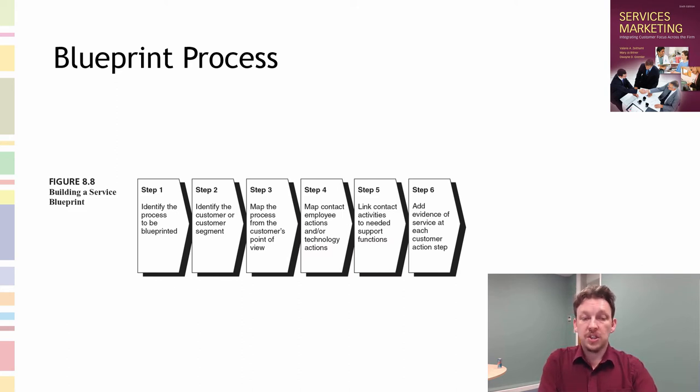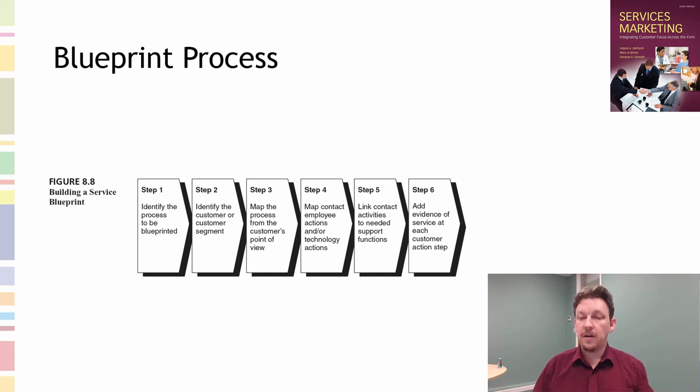Your third step, once you've mapped, is what does the customer see? Where does the customer interact? Step four is to look at where the contact with the employee is. How does the firm, how does the service, interact with the customer? So we've got the customer's interactions. What do we do then as employees? Or what's the technology doing?